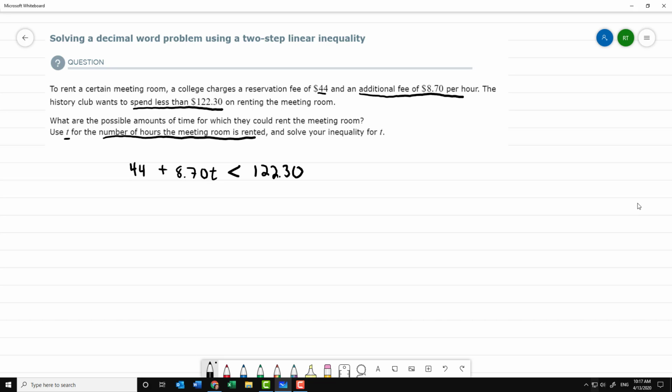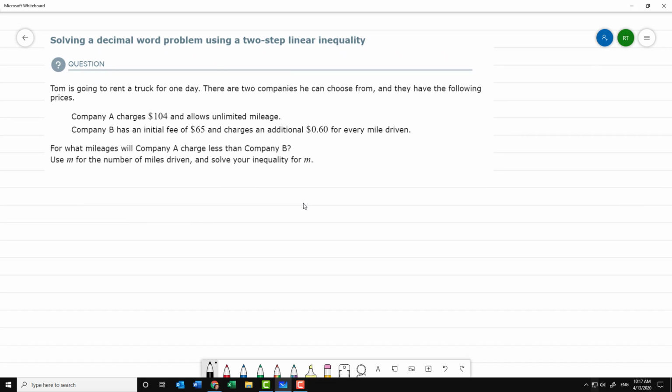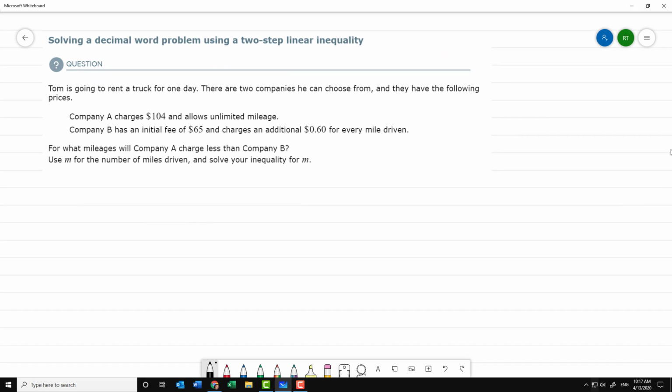Let's look at the last word problem now. In this one here, it says Tom is going to rent a truck for 1 day. There are 2 companies he can choose from, and they have the following prices. Company A is charging $104, and they have unlimited mileage. Company B has an initial fee of $65, and they're charging you an additional 60 cents for every mile driven.